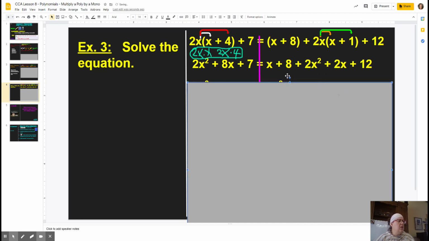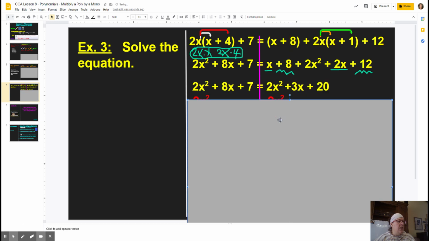So then what you do is you take a look at this and you say, okay, is there anything I can simplify on the left side? Nope. Is there anything I can simplify on the right side? Yep. I've got x and 2x. When I put the x and the 2x together, that gives me 3x. And then I've got a positive 8 and a positive 12. So that gives me positive 20.